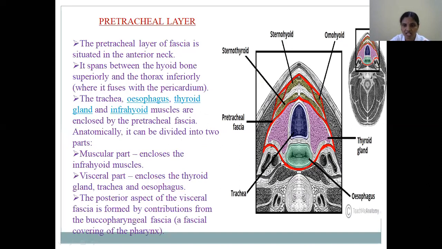In this picture it is not clear. I will show in the next picture. So first you see here the pretracheal. As the name suggests, pretracheal, it should go in front of the trachea. So what is the actual extension of this pretracheal layer? First you see, the pretracheal layer is present in the anterior part of the neck. It is not beyond the neck, meaning not going to the vertebral column. What is the extent of the pretracheal layer? You have to know. Above, it is attached to the hyoid bone.